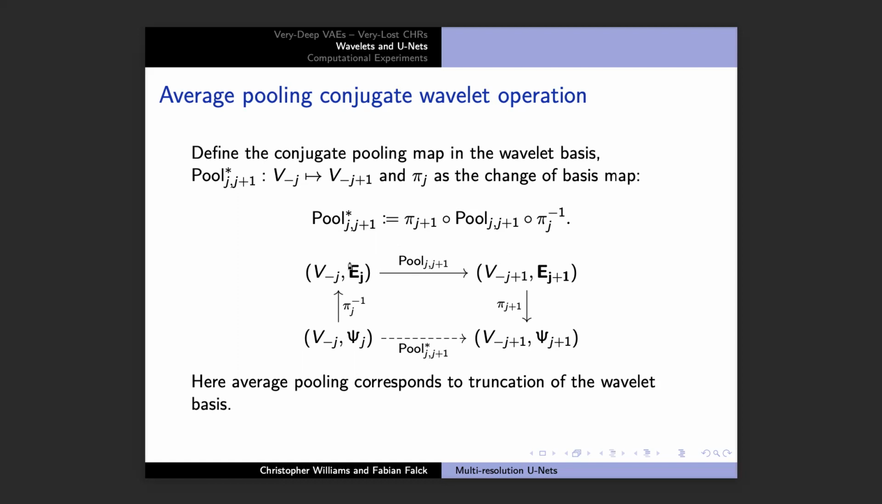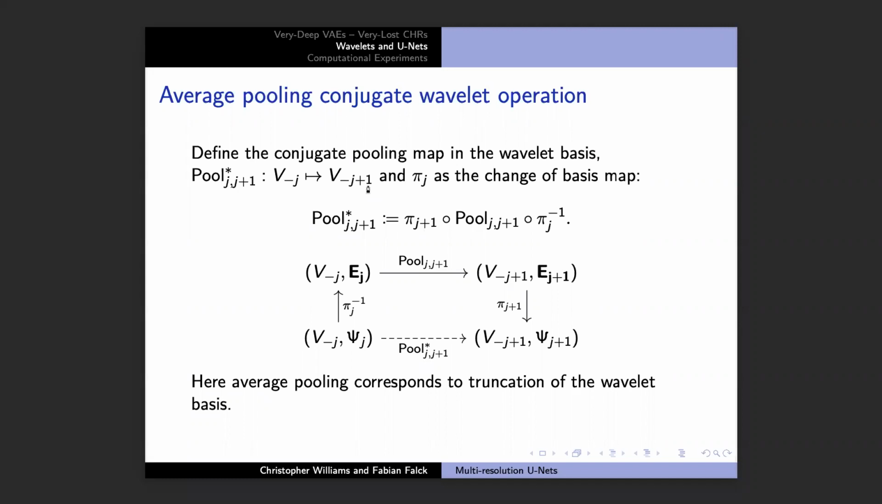Sorry, no, I'm going to assume that I have my Haar wavelets, move back to the standard basis, do my pooling, and come back down. What's this map? It turns out that for average pooling, if you have J many wavelets and I'm moving to minus J plus 1, I actually just chop off a wavelet. The pooling just throws away some of the higher resolution wavelets.